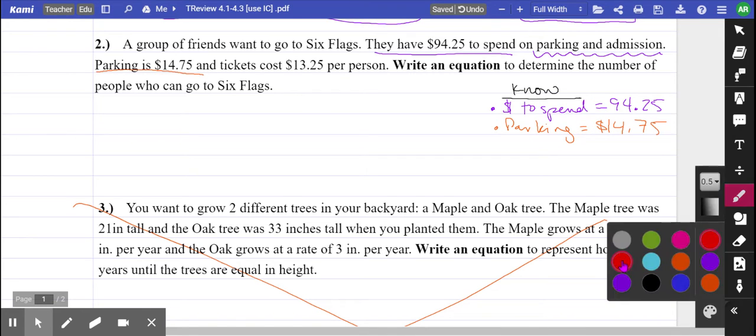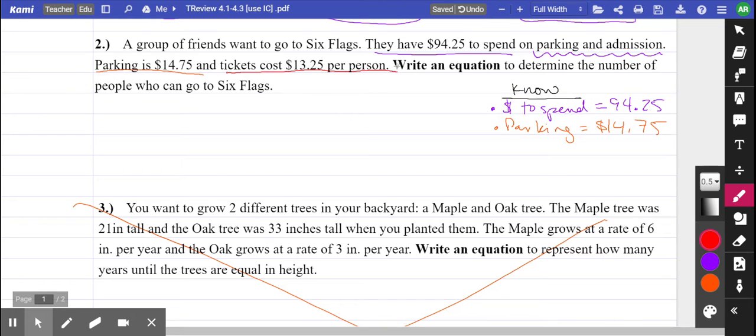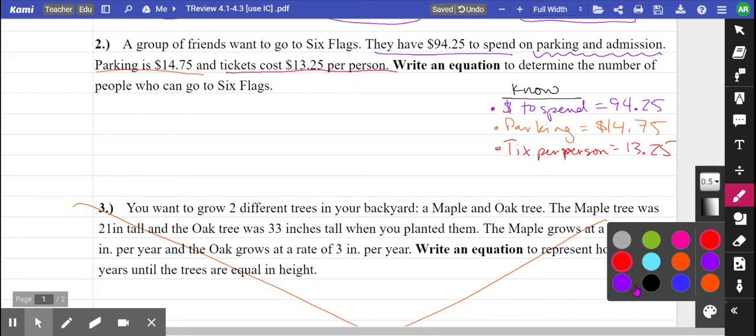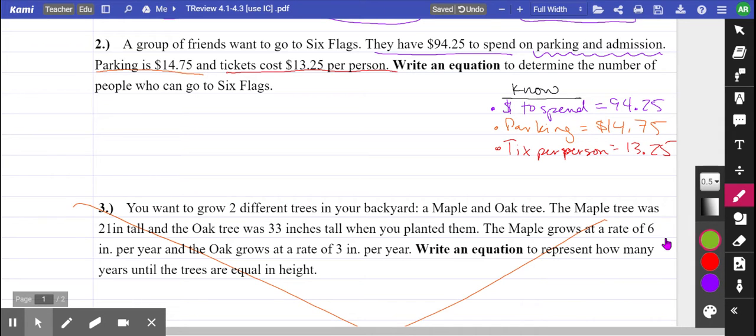And we know tickets cost $13.25 per person. So a ticket per person equals $13.25. Now we need a variable here. So write an equation to determine the number of people who can go to Six Flags.